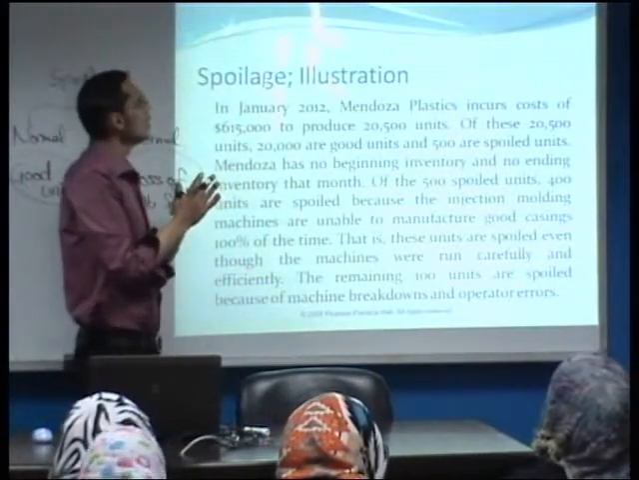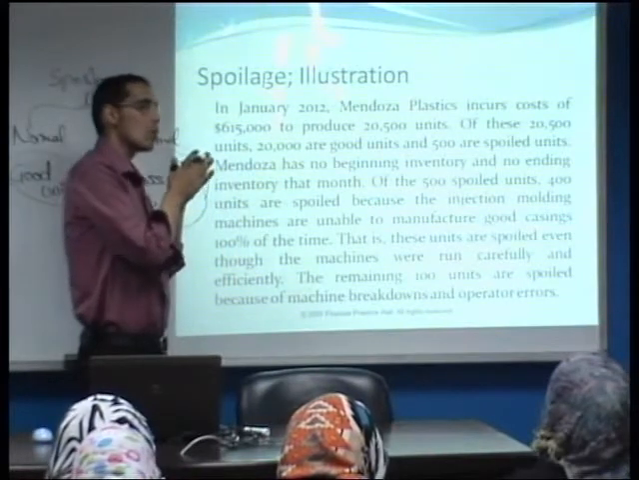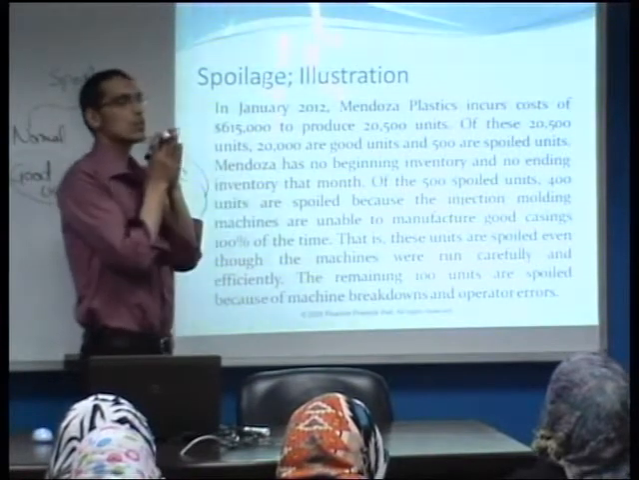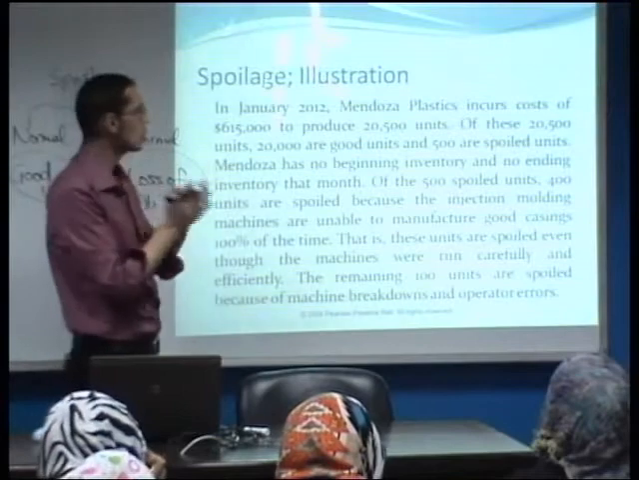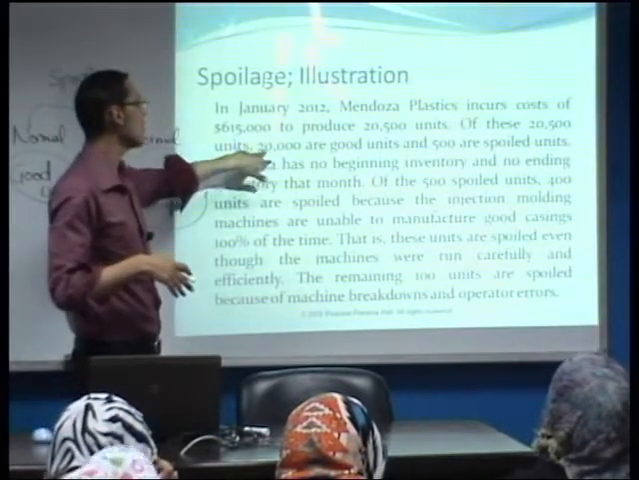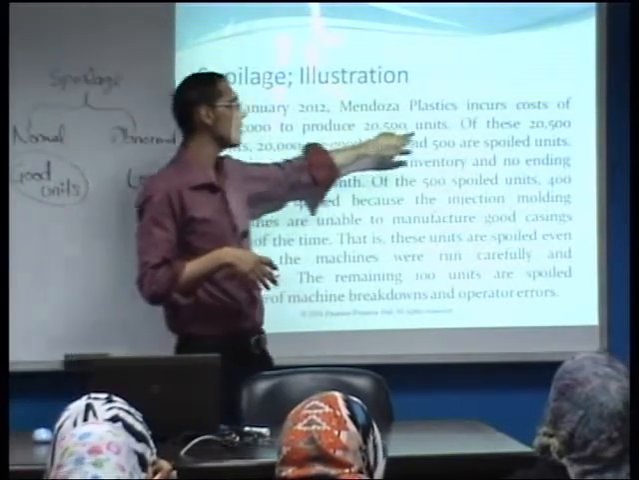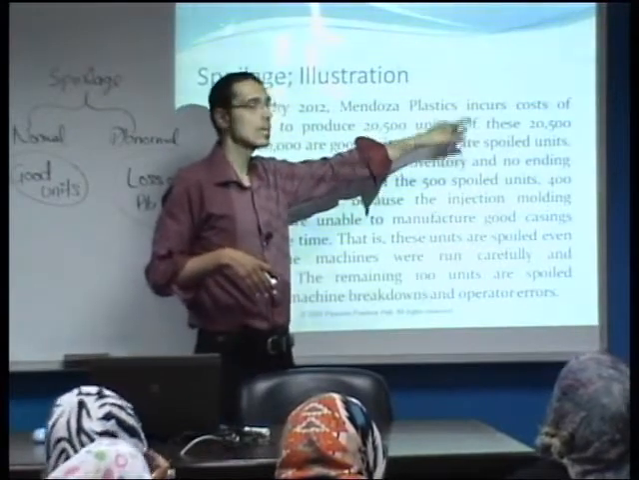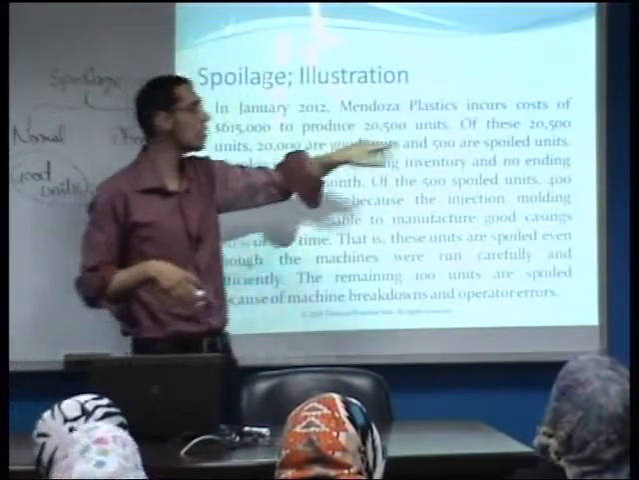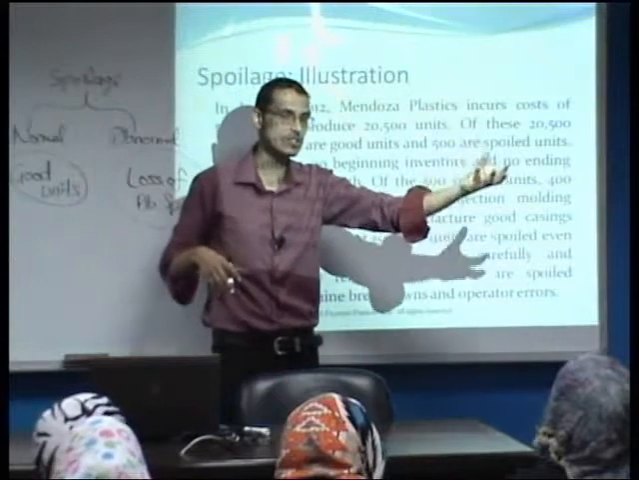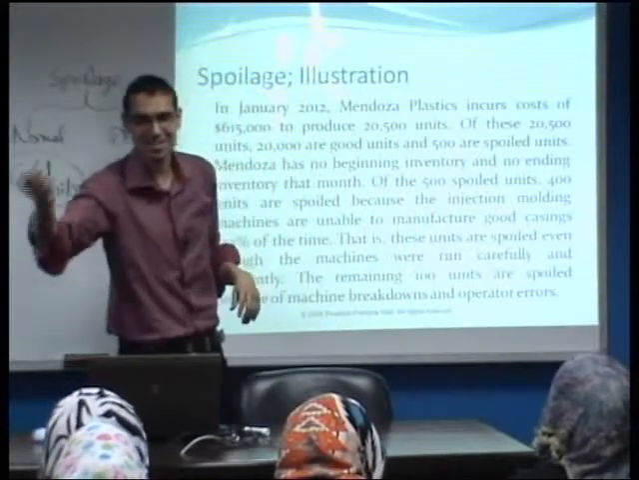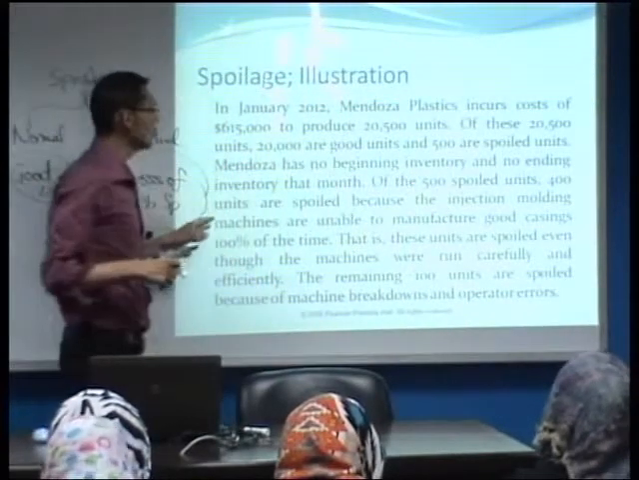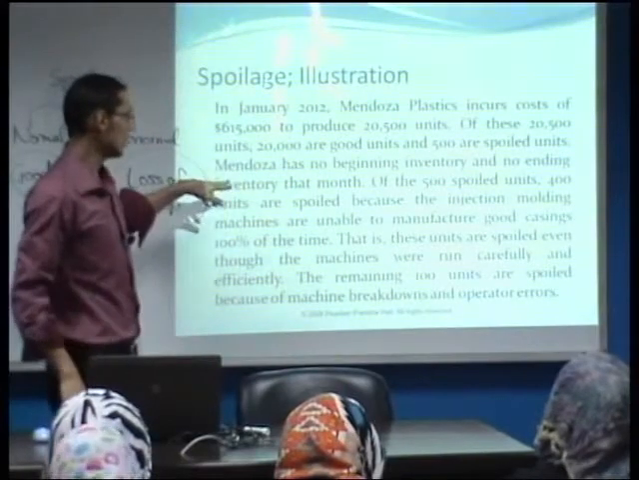Therefore, let us see what is the number of units that are spoiled and the number of units that are good. From the 20,500, 20,000 are good units, 500 are spoiled. Now we need to determine from the 500 what is the amount that is normal and what is the amount that is abnormal. Mendoza has no beginning inventory and no ending inventory that month.